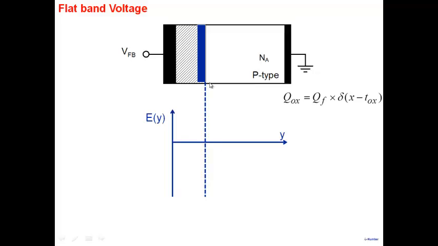So what is the field in my semiconductor? 0, everybody agrees, bands are flat. So I start by sketching 0 field. Now, the moment I go past this delta, it's a sheet of charge. The moment I go into the oxide, what will happen because of this? Apply Gauss's law. What will happen to the field?